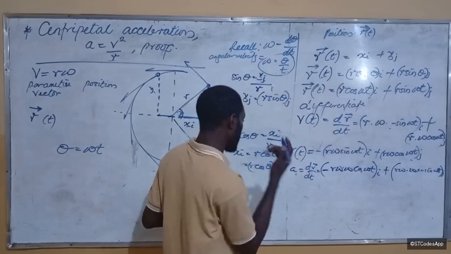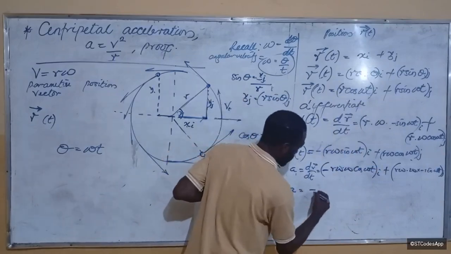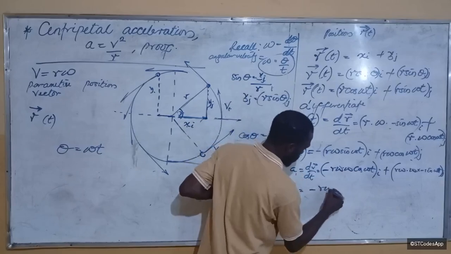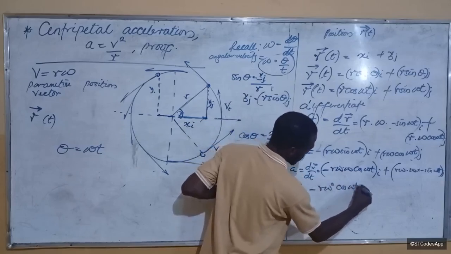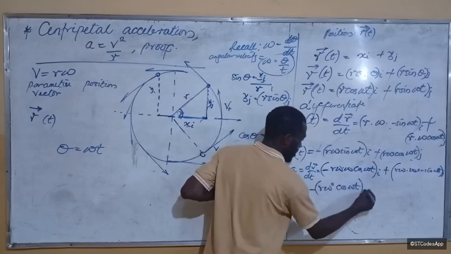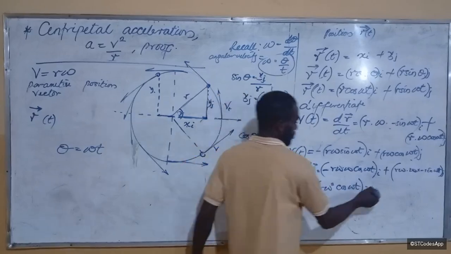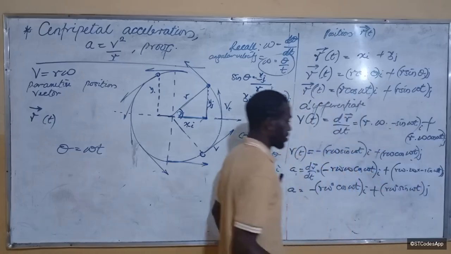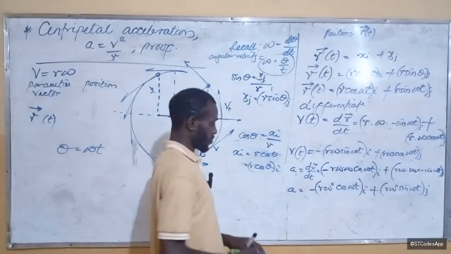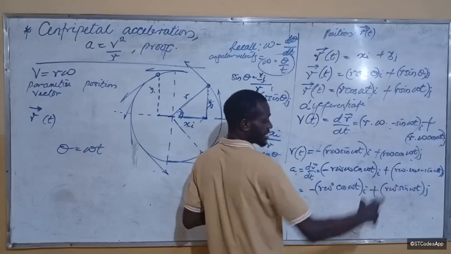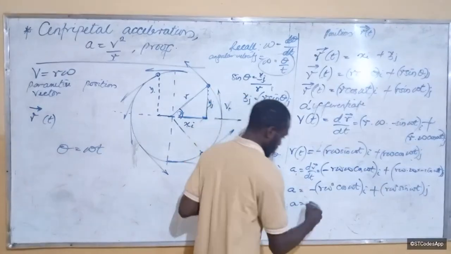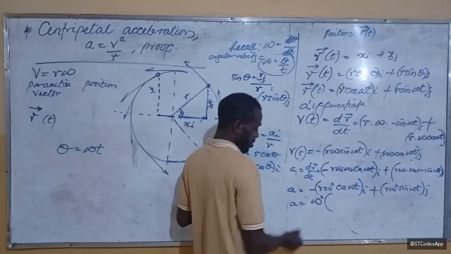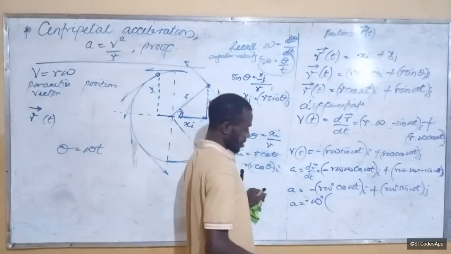Is this clear? So by the time you write this, a becomes minus r omega times omega, r omega squared cos omega t I plus r omega squared sine omega t j. Okay, now here comes the rule I told you before. So a therefore becomes, since omega is the same, omega never changes, angular velocity never changes, omega squared can be factored out. Let's put our minus here still, okay?